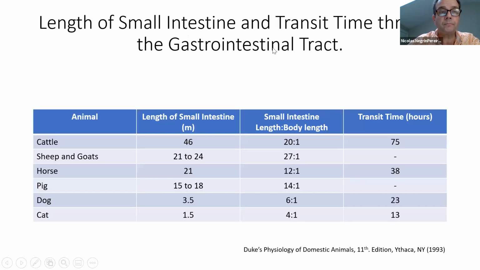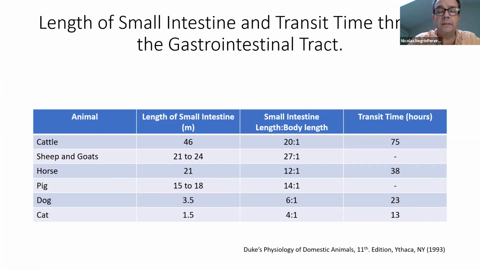And as monogastric, we will have mainly the horse. So in this table, we can see how the length of the small intestine actually varies and changes according to the animal considered. There is an interesting ratio here, made by the small intestine length divided by the body length of the animal, and also the transit times of digesta in the small intestine.